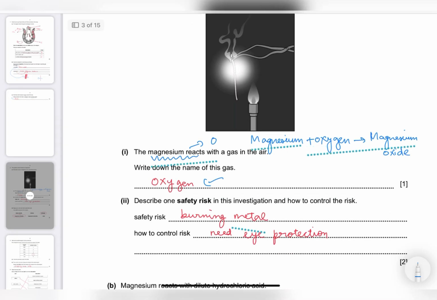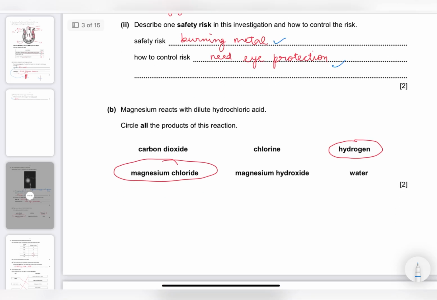Describe one safety risk in the investigation. Imagine you are doing this practical in the chemistry lab. What is the first thing that I will tell you? I will tell you that this is a burning metal. So please wear eye protection, right? So correctly, you can write in safety risk that it is a burning metal. You cannot look at welding, right? Have you ever seen welding? Yes or no? Can you look at it directly? Will the spark come in your eyes or not? So you have to wear eye protection. So we need eye protection.